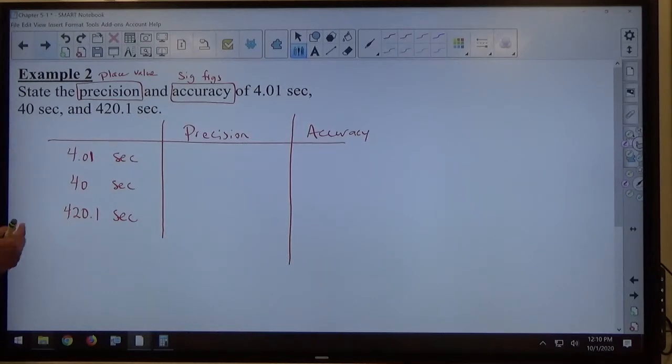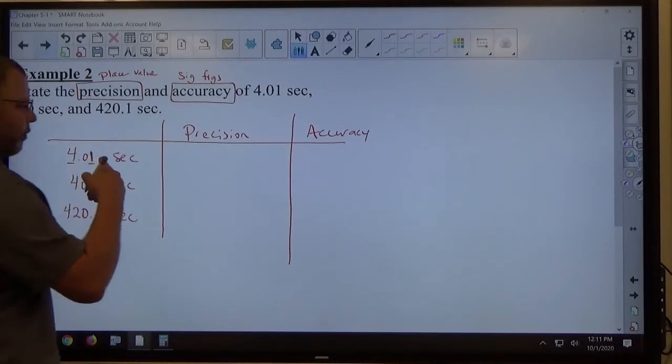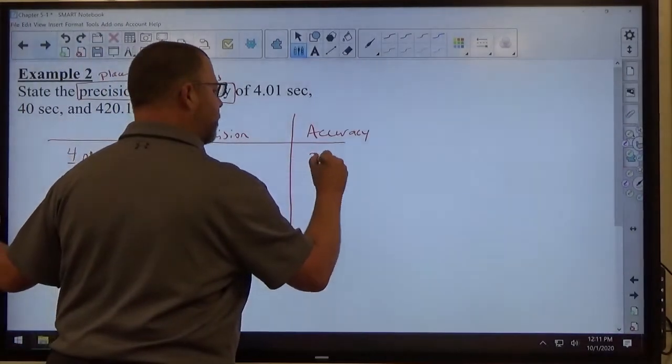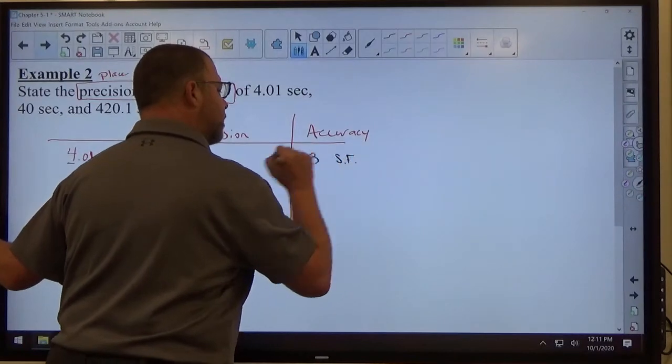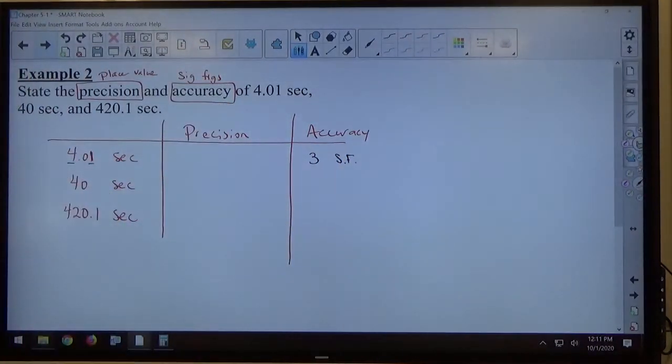So I know that 4 and 1 are both significant. The zero is between two significant digits, therefore 0 must also be significant. So this 4.01 seconds has 3 sig figs. Give me a 3 SF. I want your brain wrapped around the fact that every time we're doing accuracy, it's significant figures every single time. That's what we're looking for. The more you write SF, that'll get your brain thinking that way.